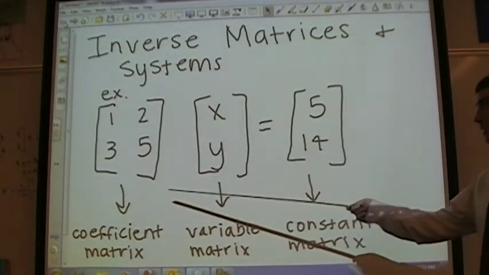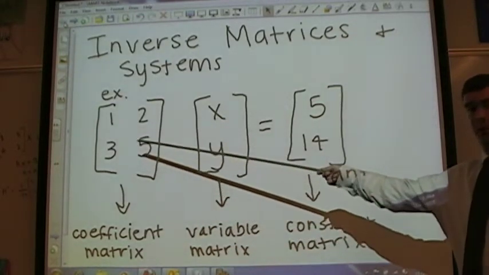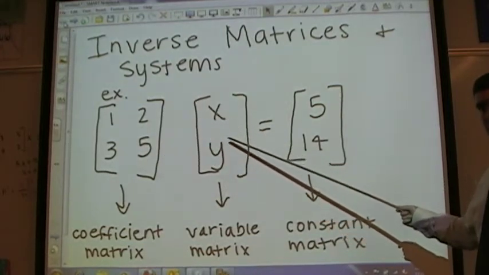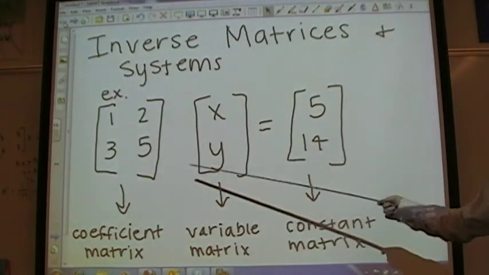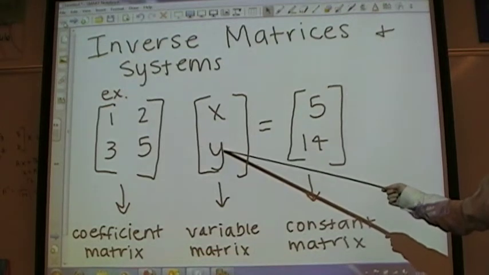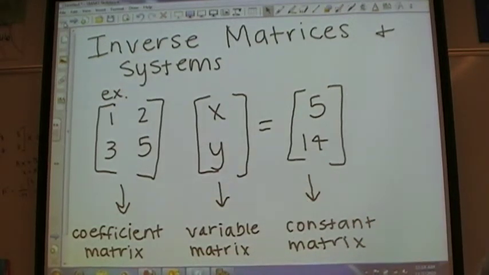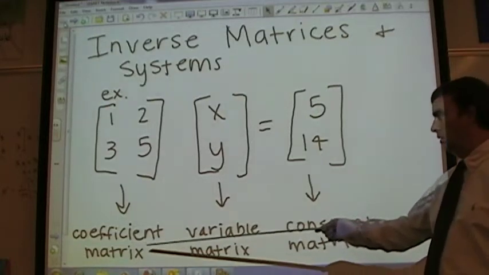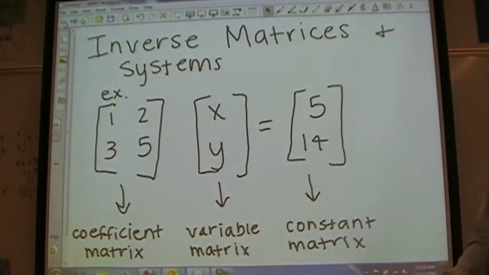To solve this one, like we just did, this is in the form of matrix A times matrix X equals matrix B. So how would you solve for matrix X? A inverse B. Okay? So just make sure right here that you know how to label these. Coefficient matrix, just like coefficients of variables, it's the number in front of the variable. So the coefficient matrix would be the matrix with numbers in front of the variable matrix. Okay, and the constant matrix is the one that's off by itself. Okay?